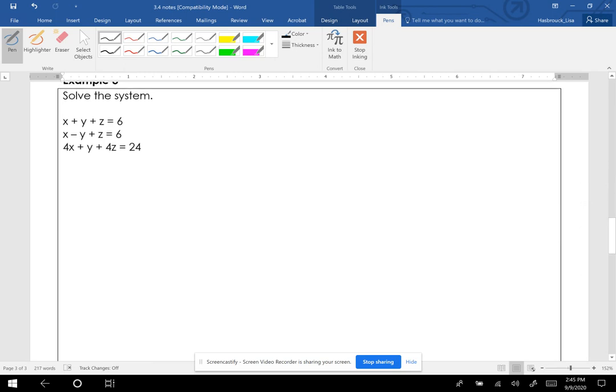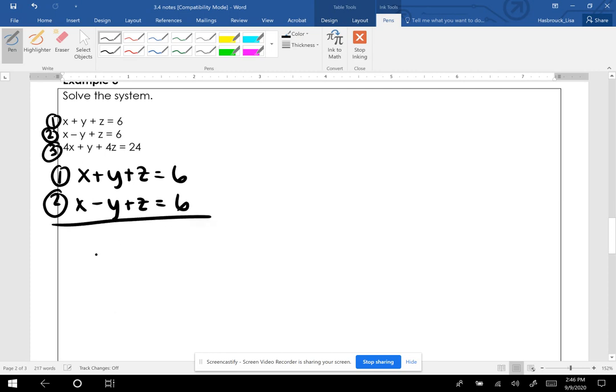Example 3, same process. I'm going to label my equations. Now I'm going to get rid of the y's. I'm going to use equations 1 and 2 first. x plus y plus z equals 6. x minus y plus z equals 6. I can add these together.